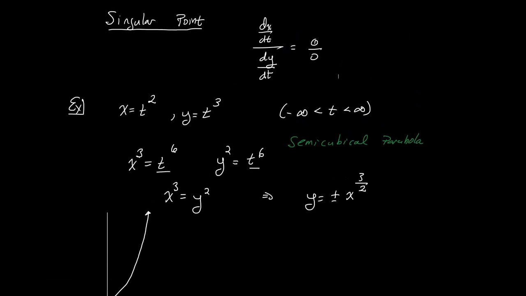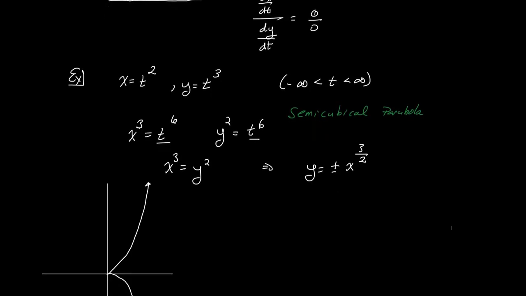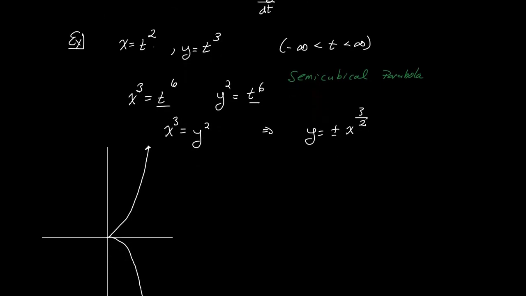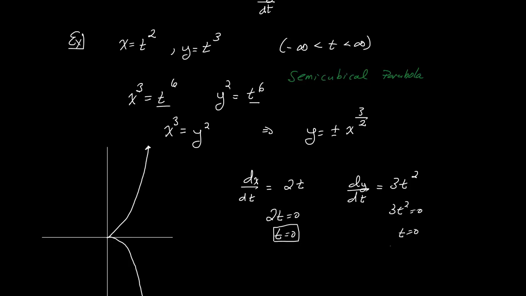However, we can do them algebraically by determining where dx/dt and dy/dt both equal 0. So by finding dx/dt, we're going to take the derivative of x with respect to t, and this is going to equal 2t. Then we're going to find dy/dt, and this will be 3t squared. I hope when we set these both equal to 0, we get t equals 0 and t equals 0. So we're going to have a singular value when t equals 0, which is going to be right here.